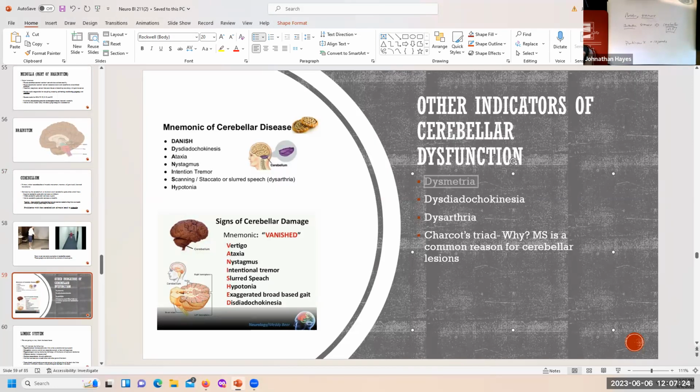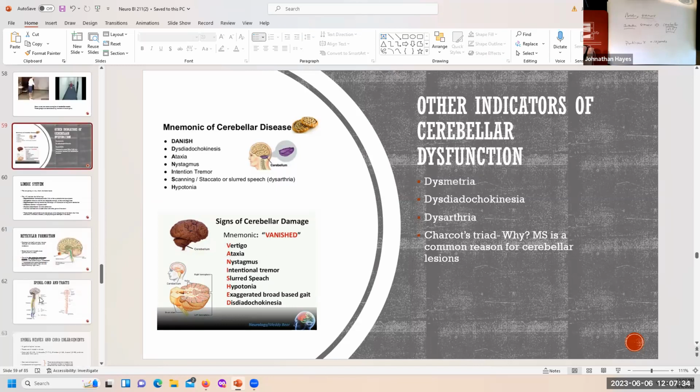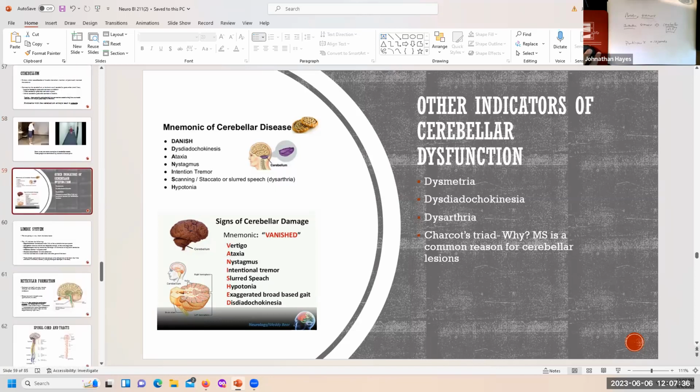Dysdiadochokinesia is difficulty with rapidly alternating movements. Dysarthria is difficulty with speech. In Charcot's triad with MS, even though I think we've already had it before, that's the SIN, right? SIN is scanning speech, intention tremor, and nystagmus. That should have been earlier in the notes. But dysdiadochokinesia, let me show you that real quick.